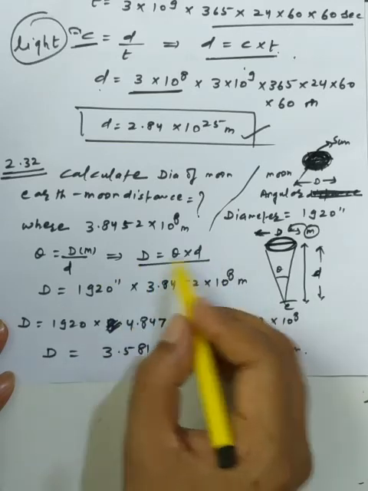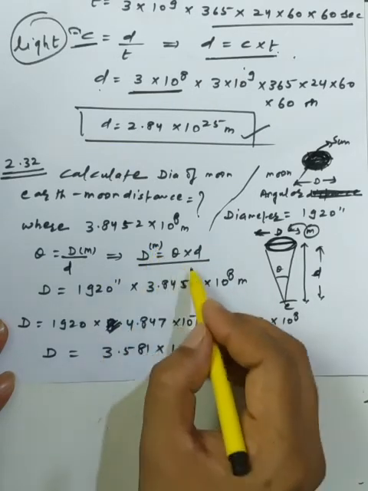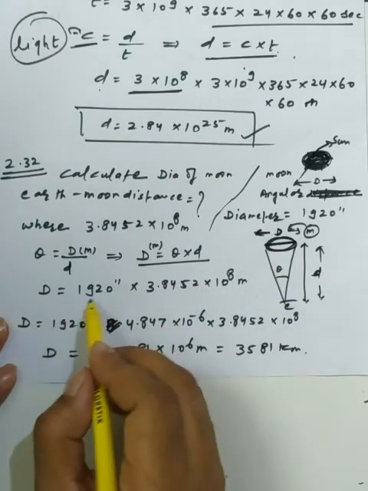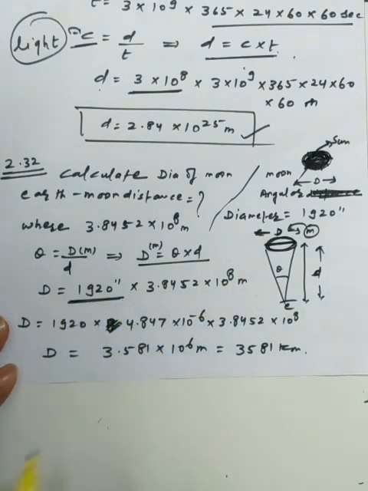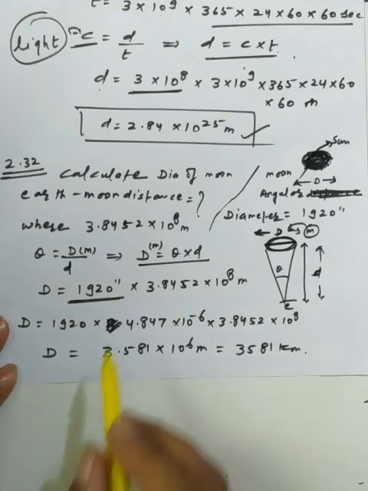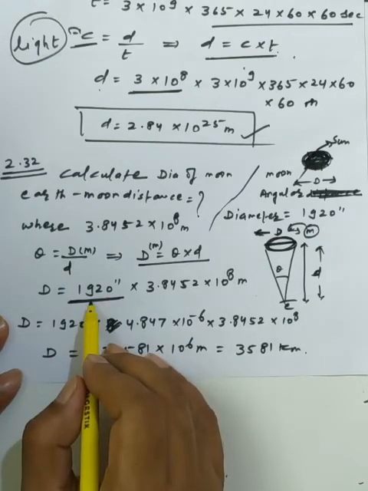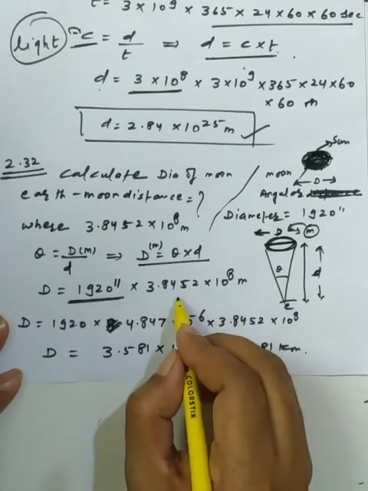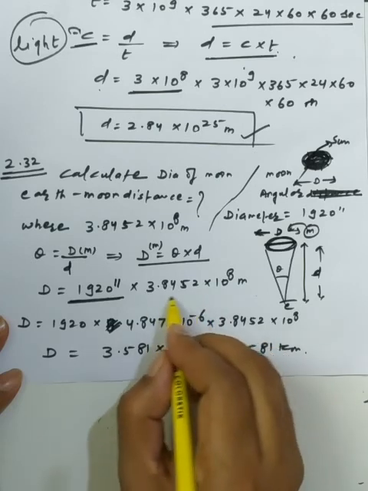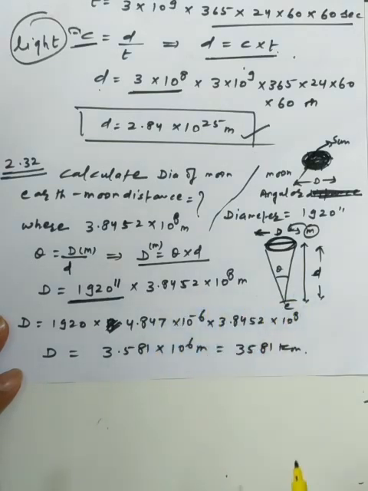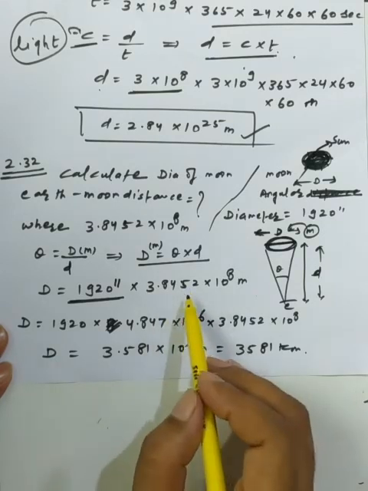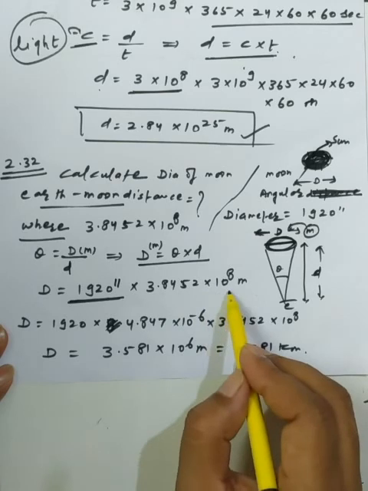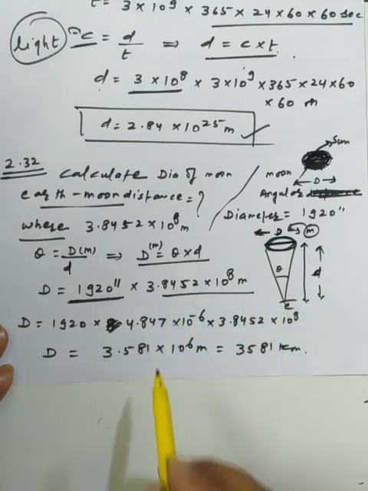So we separate the diameter of the moon in the formula: theta into distance. The conversion of theta into radian is an important requirement. The angular diameter of the sun is given as 1920 seconds, so we will convert this second into radian. In this question we are given the earth-moon distance, that is 3.84 into 10 to power 8 meter.